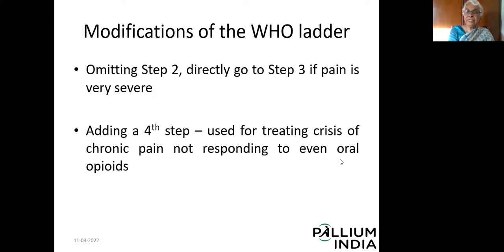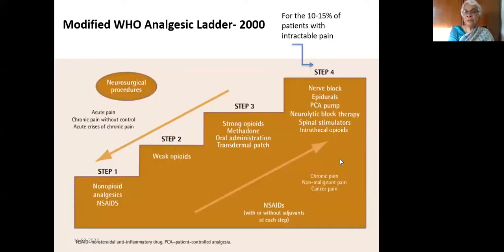Now, there are certain modifications of the ladder. Sometimes you can omit one step, like instead of going on to step 1 and step 2, you can directly go from step 1 to step 3. These kind of modifications can be done depending upon the patient response. And then you can even add a 4th step, particularly for treating crisis of chronic pain or refractory pain or difficult pain that is not responding even to the strong opioids. So this was a modification of the WHO analgesic ladder in 2000, basically for patients with intractable pain, which were not controlled with the strong opioids.